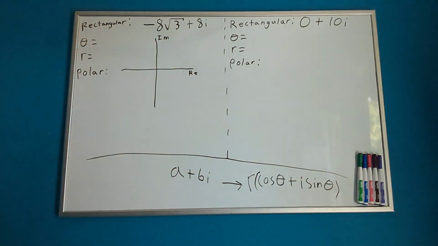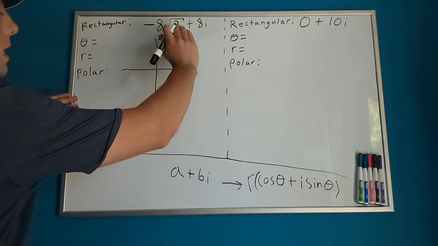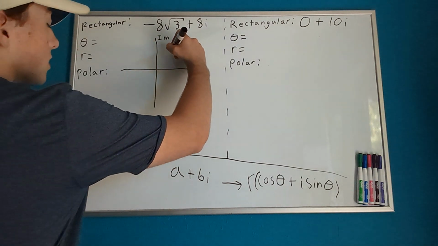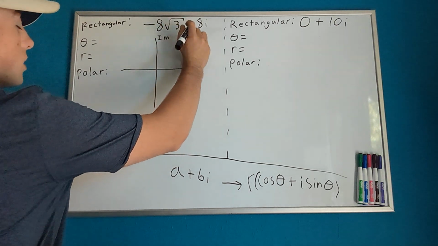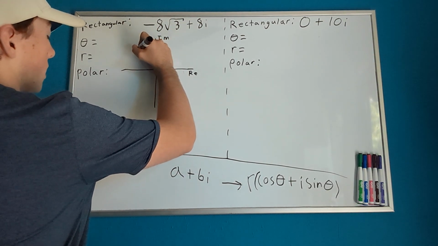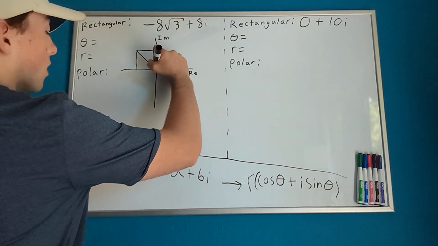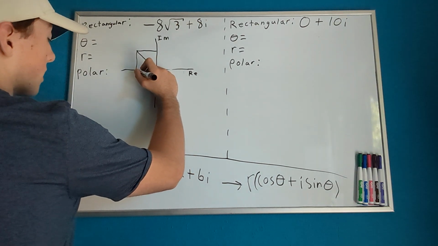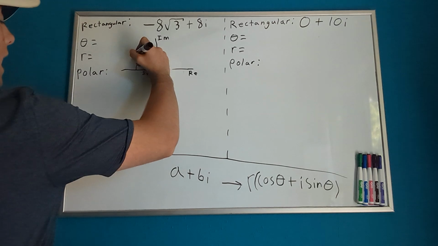So let's start with this problem. Here we can see our complex plane, and our rectangular form for the number is -8 times the square root of 3 plus 8i. Let's draw this out. This is going to be in the area where x is negative and y is positive, so let's say it's approximately here. Then let's draw this out and this out, and we have our hypotenuse. Our distance along the x-axis, or the real axis, is -8 times the square root of 3, and the distance along the imaginary axis is 8.